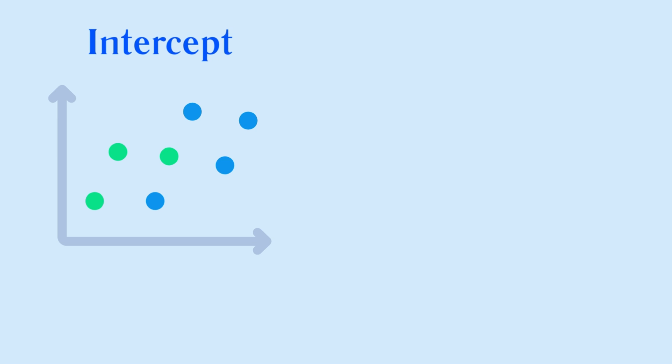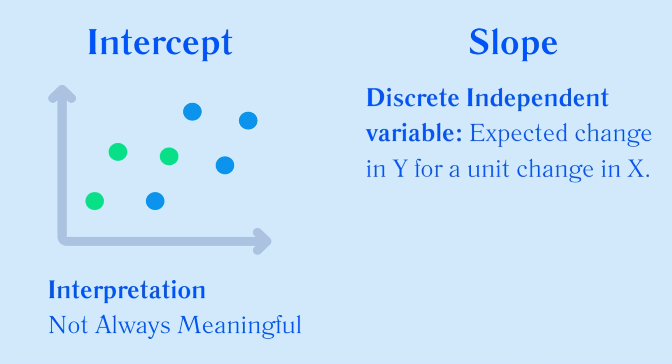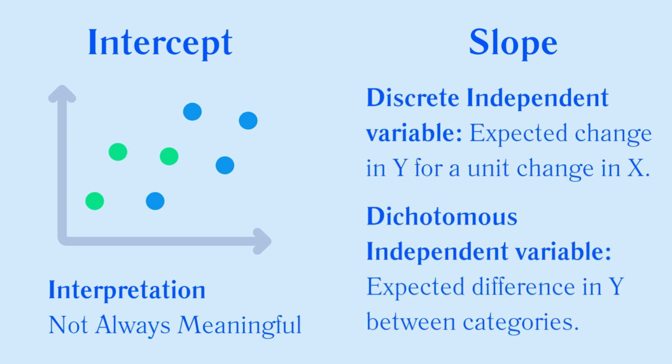However, the interpretation of the intercept is not always meaningful, and the interpretation of the slope differs if the independent variable is discrete or dichotomous. For instance, when predicting a person's height based on their weight, the intercept is not meaningful because it represents the predicted height of a person who weighs 0, which is impossible.